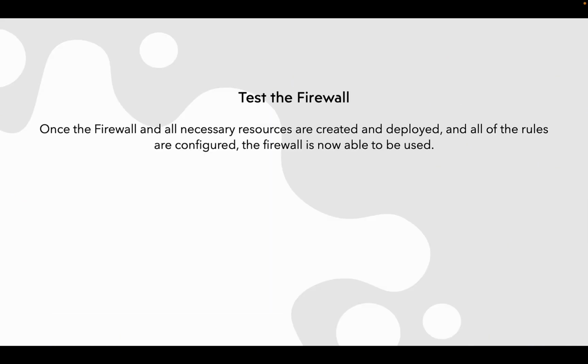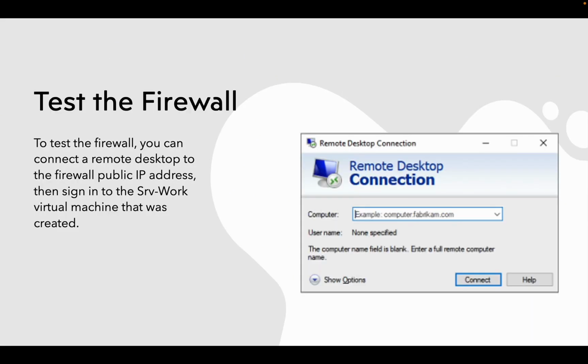Once the firewall and all necessary resources are created and deployed, and all of the rules are configured, the firewall is now able to be used. To test the firewall, you can connect a remote desktop to the firewall public IP address, then sign into the virtual machine that was created.